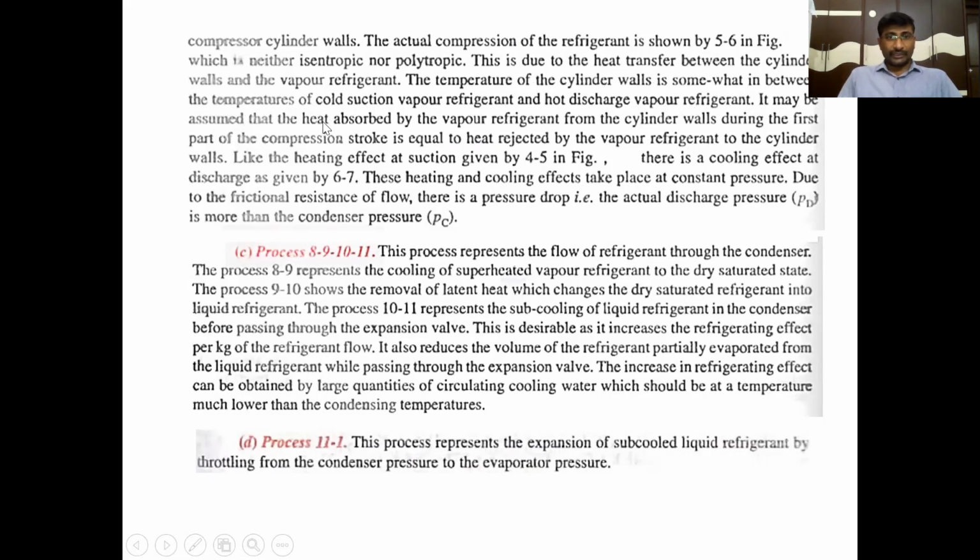It may be assumed that the heat absorbed by the vapor refrigerant from the cylinder walls during the first part of the compression stroke is equal to the heat rejected by the vapor refrigerant to the cylinder walls.